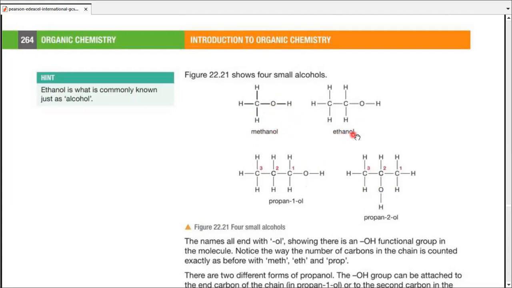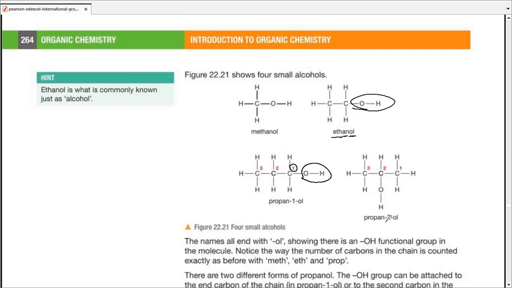Next one in the list is ethanol. Eth means there are two carbon atoms. AN means they're singly bonded. And OL means alcohol functional group OH is also connected to them. Then there is propan-1-ol, which is specifying the position of OH as per the carbon atom it is attached to.